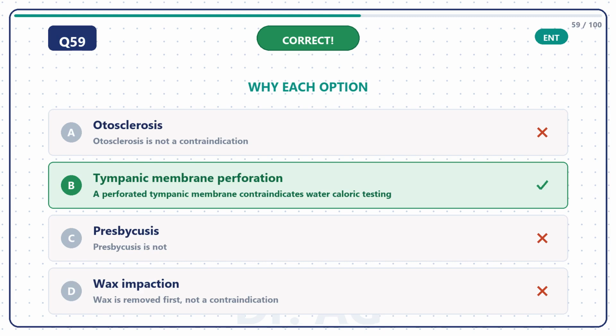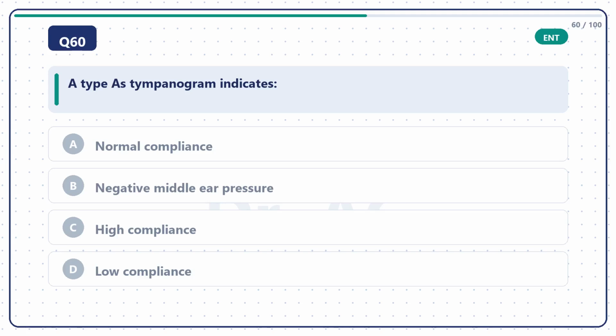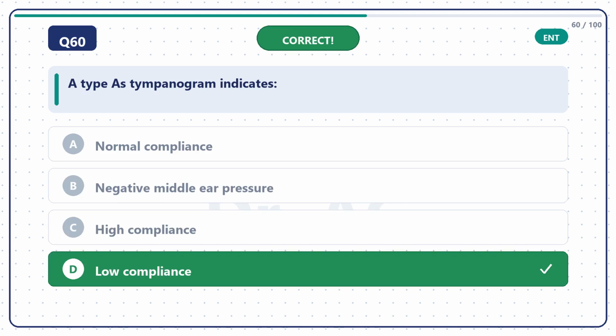Tympanic membrane perforation. Question 60. A type As tympanogram indicates. Option A. Normal compliance. Option B. Negative middle ear pressure. Option C. High compliance. Option D. Low compliance. The correct answer is option D.